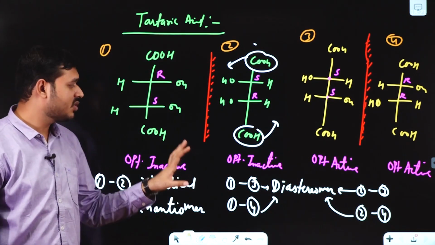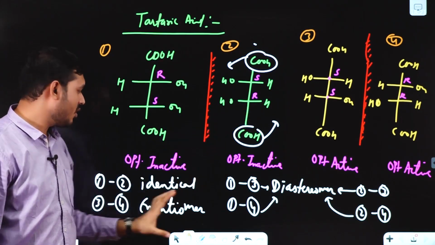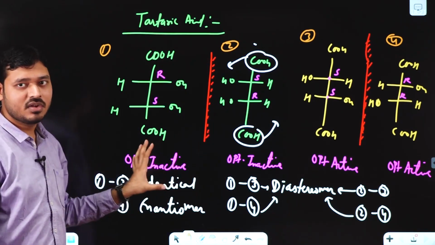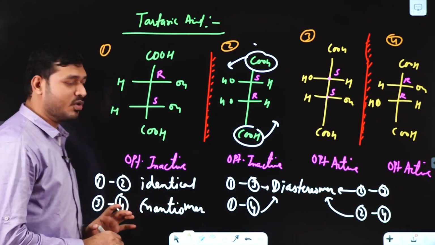Clear to everyone? So I have mentioned to you 1 2, 1 3, 1 4, 2 3, 2 4 and 3 4. All 6 possibilities. Clear? Okay. Done? Okay. So let's check one more case.